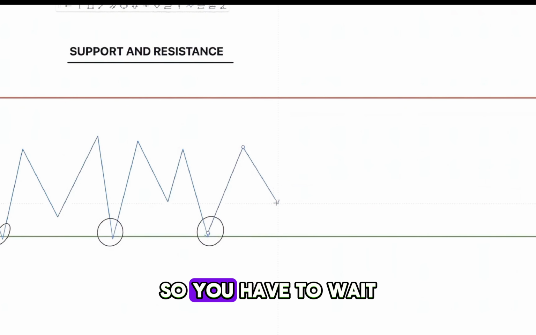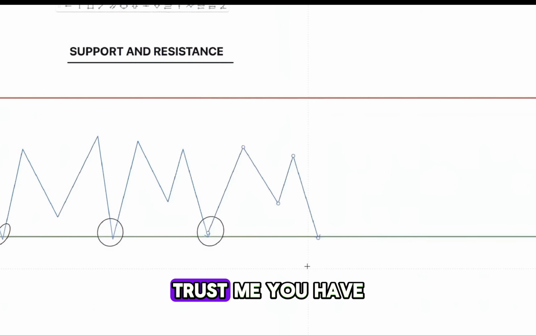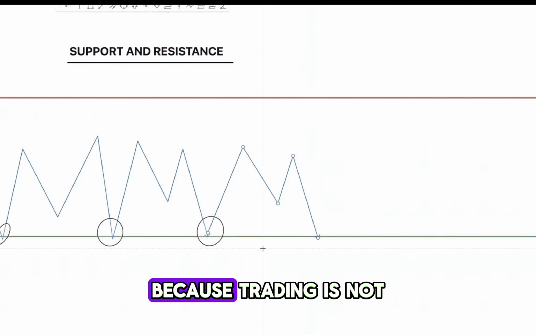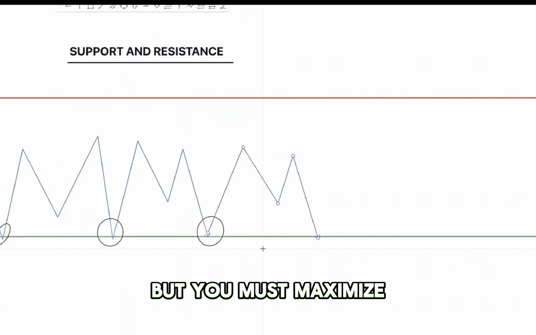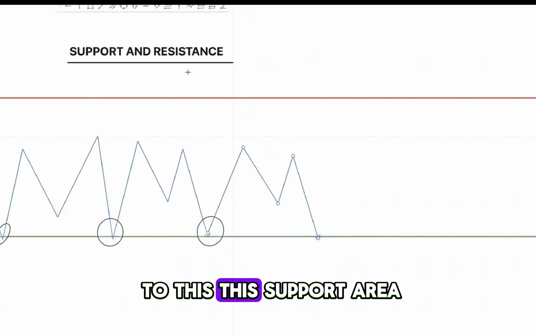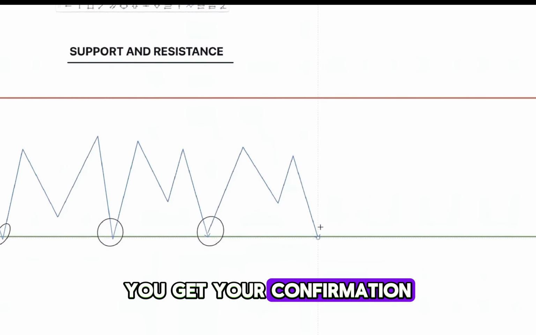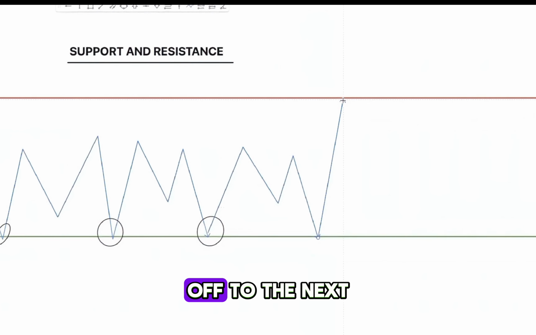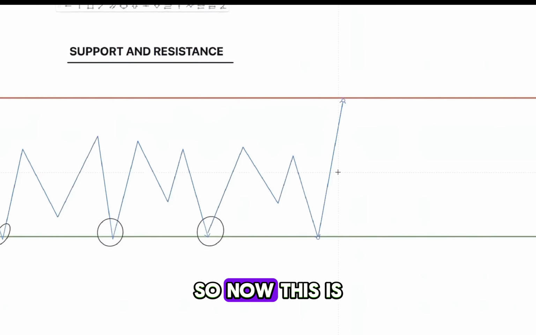So you have to wait, and when price gets back to this area, trust me, you have to look for a confirmation, because trading is not always what you think it is. There's losses attached, but you must maximize your wins also. So whenever price gets to this support area, you look for your confirmation. Immediately you get your confirmation, then you can start buying off to the next resistance zone where price can start pushing back off. So this is how it is now.